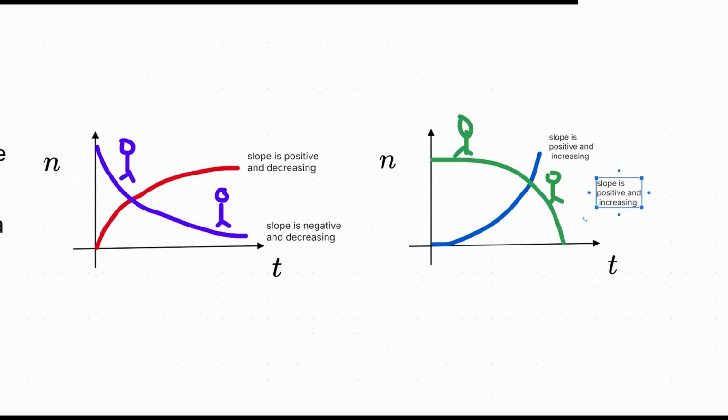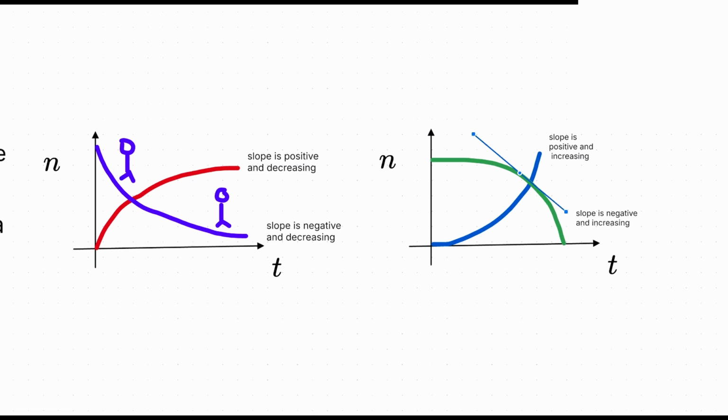But what can we say about the sign of the slope? If we are going to draw a tangent line to that curve at any point, let's say we have drawn a line here. What can we say? This line has a negative slope. So therefore, we can say that the slope is negative and increasing.